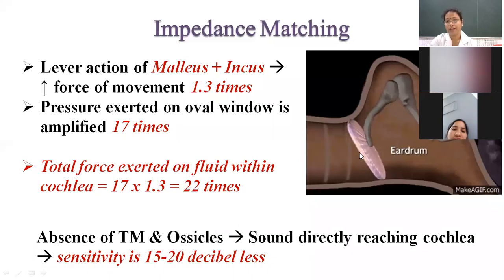For example, the pressure exerted at the tympanic membrane, when it gets conducted to the footplate of stapes, is 22 times. If there is absence of the tympanic membrane or the ossicles, sound can reach the cochlea, but the sensitivity reduces by 15 to 20 decibels.